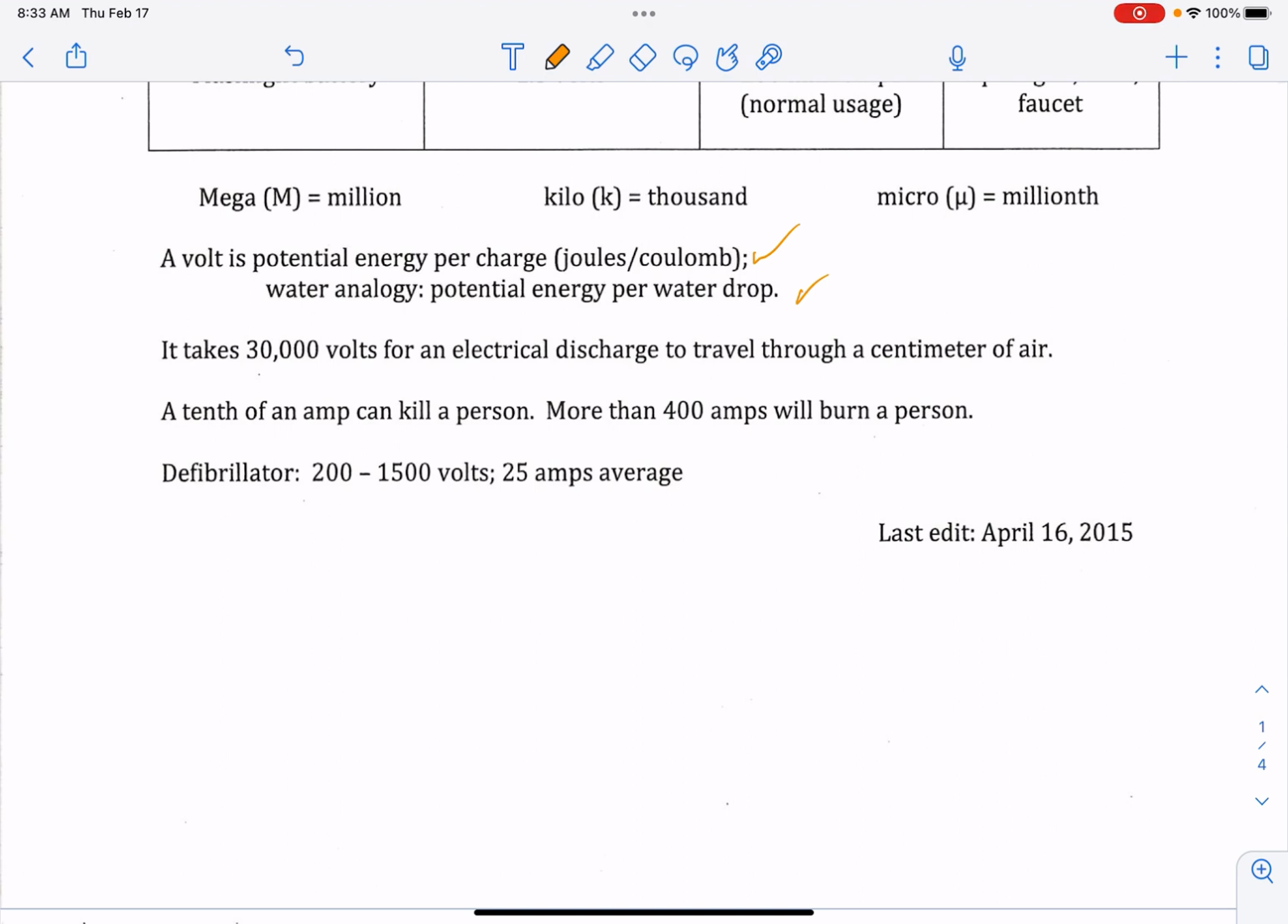It can take 1/10 of an amp to kill a person if it goes across the heart, for example. More than 400 amps would really burn you because, of course, that's a tremendous amount of energy going through cellular material that would probably cause the water in the cells to boil. A defibrillator, used to start somebody who might have had a heart attack, cardiac arrest of some type, usually is about 1,000 volts and 25 amps on the average.